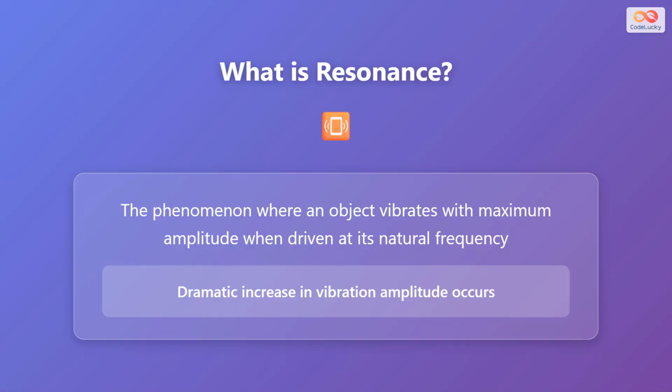Now let's talk about resonance. Resonance is the phenomenon where an object vibrates with maximum amplitude when it's driven at its natural frequency. In simpler terms, when you apply a force to an object at just the right frequency, matching its natural frequency, the object starts to vibrate much more dramatically. This dramatic increase in vibration amplitude is what we call resonance.